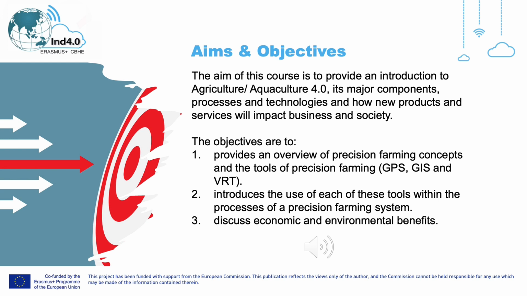There are 3 objectives, and they are: number 1, provide an overview of precision farming concepts and the tools of precision farming that include GPS, GIS, and VRT. Secondly, it introduces the use of each of these tools within the processes of a precision farming system. And thirdly, discuss economic and environmental benefits.